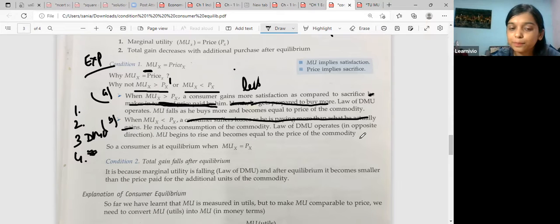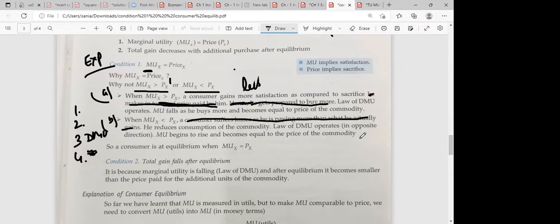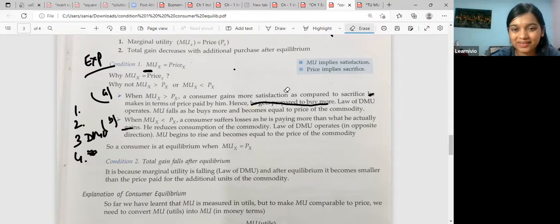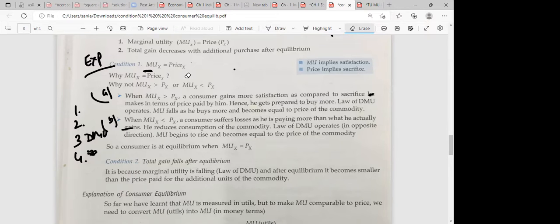Clear? So it's confusing, but somehow we'll do it. Okay, it's confusing. Wait, I'll just erase everything. Okay, ma'am. Okay, wait.